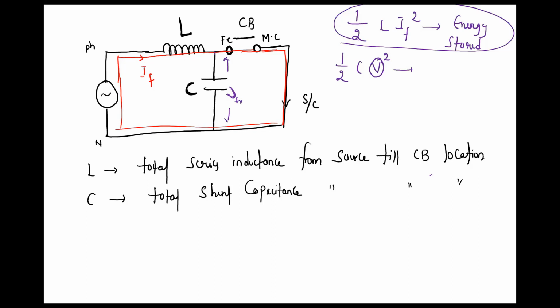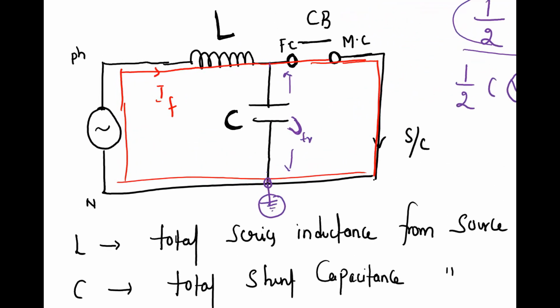If you carefully observe, the capacitor one end is connected to ground, the moving contact is also connected to ground. That means both ends of the capacitor and circuit breaker are same. If again you carefully observe, the other end of the capacitor is connected to the fixed contact. That means what you can observe from this figure, the capacitor and circuit breaker are in parallel. The capacitor and circuit breaker are in parallel.